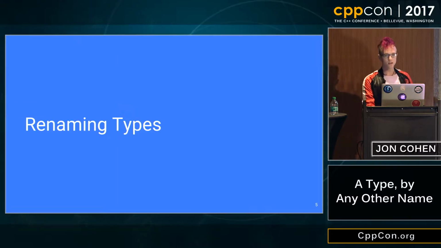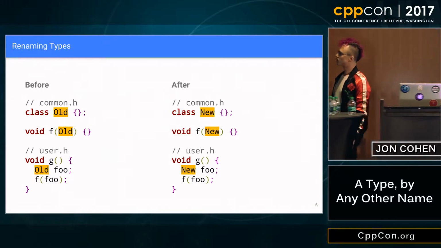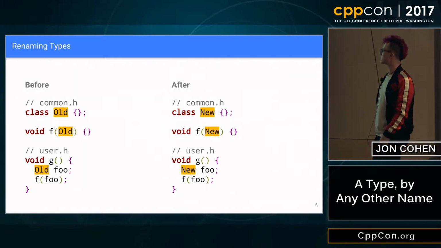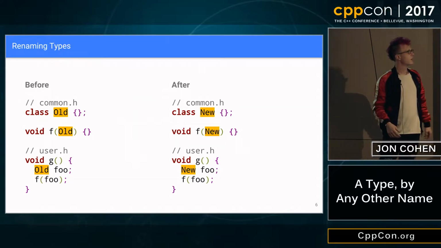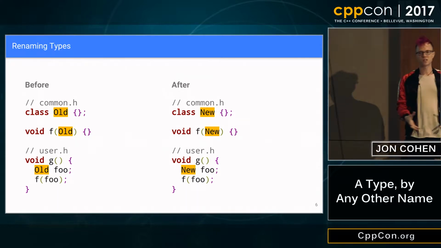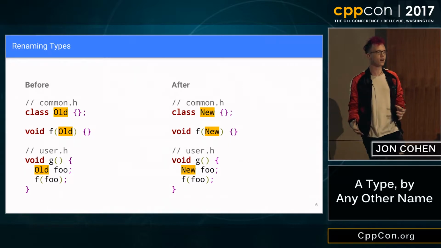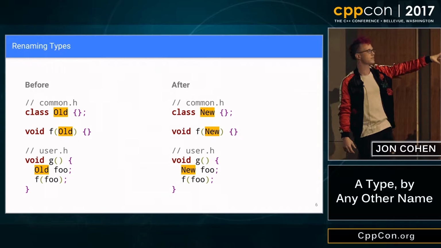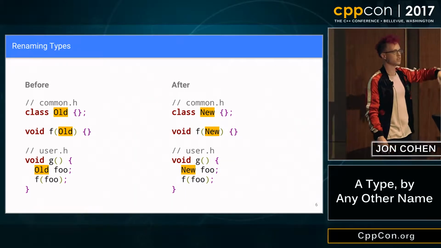Great. So renaming types. What do I mean by renaming types? It looks like this. We've got a class. It's called old, a function that takes it. And we have some other code that's using this type. And we want everywhere that it says old to now say new. If you have a very small, just a little app, a couple thousand lines of code, if everything's self-contained, if you have control over everything in your code base, this is not hard. This is a very easy problem. You can probably just do a sed replace or something similar and you're fine.